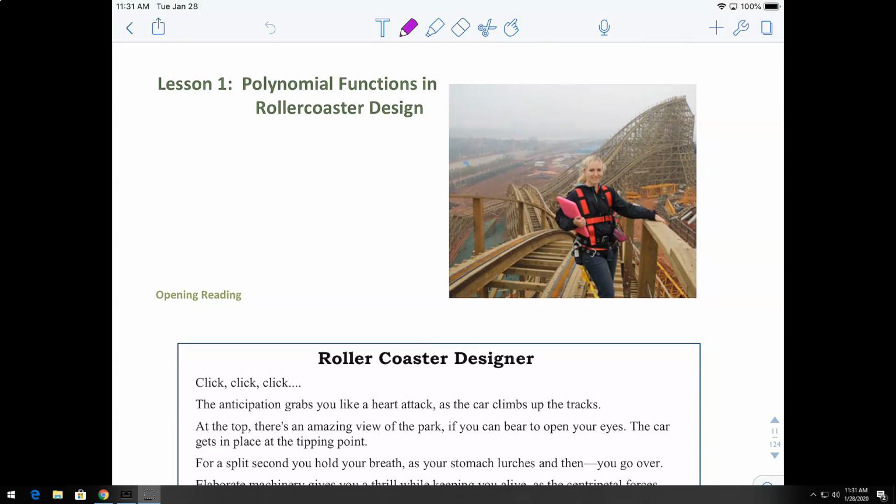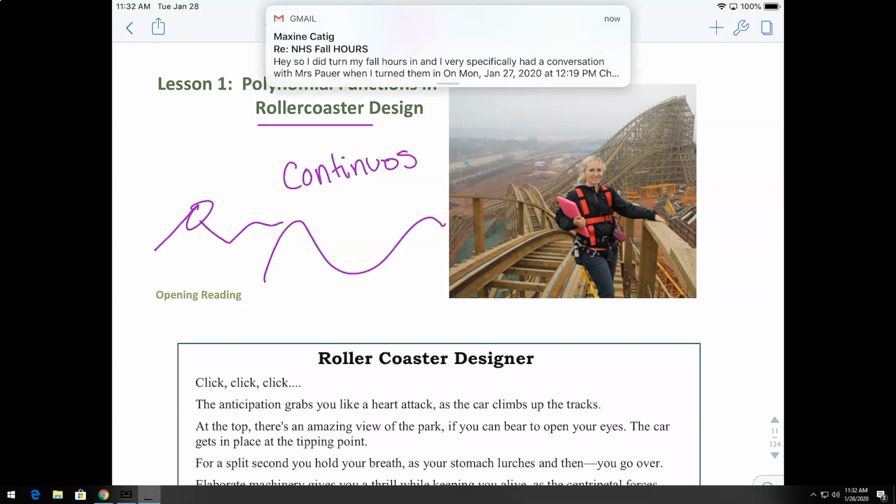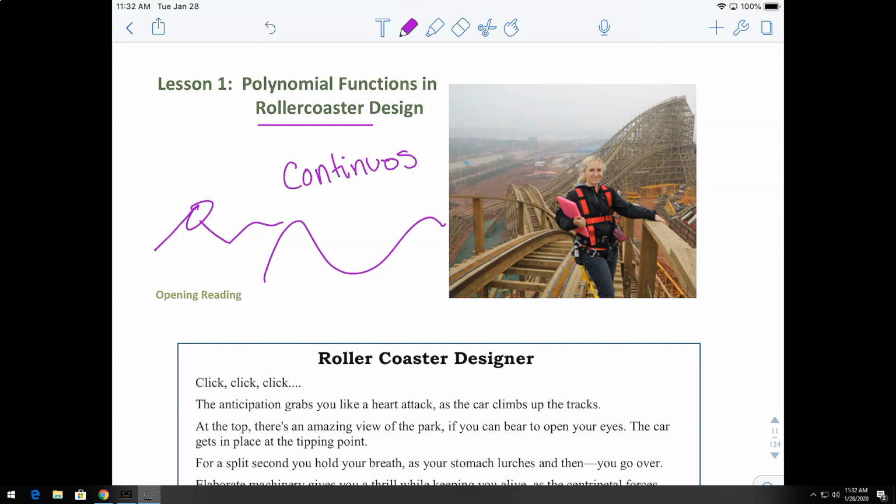So the whole big thing that we're thinking about with a roller coaster is the word continuous. Continuous means that it does not lift up, like you're not going to fall off the roller coaster. Whereas something like this, you definitely would. You really shouldn't have something where you jump and there's no track.